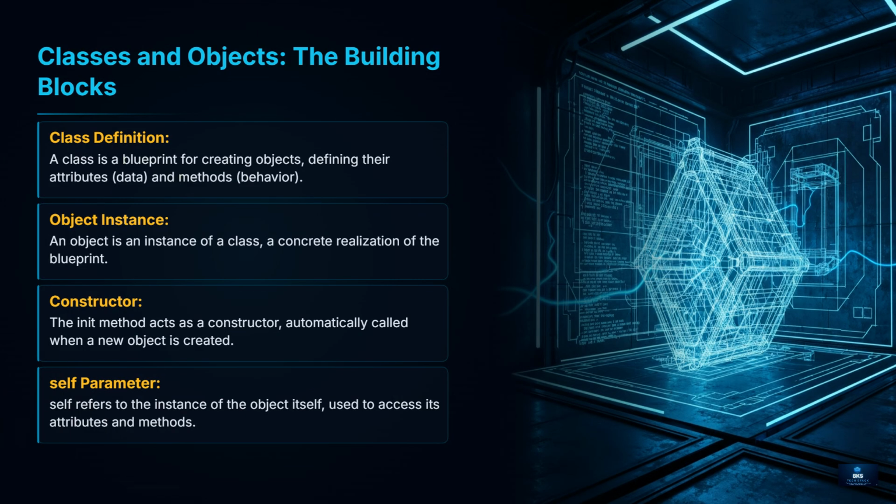Now, let's dive into the fundamental concepts of classes and objects. Think of a class as a blueprint. It outlines the structure and behavior. An object, on the other hand, is a tangible instance built from that blueprint. In Python, the __init__ method is your constructor, setting up your object's initial state, and self is how an object refers to its own properties. This syntax forms the very foundation of how we define and create objects.